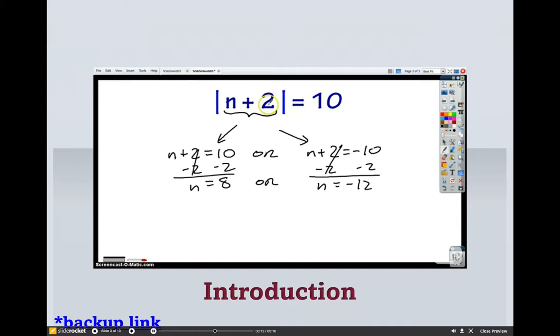8 plus 2 is 10, absolute value of 10 is 10. And negative 12 plus 2 is negative 10, but then I take the absolute value of it and I get 10. So I get two different answers for the same problem. Alright, one last one.